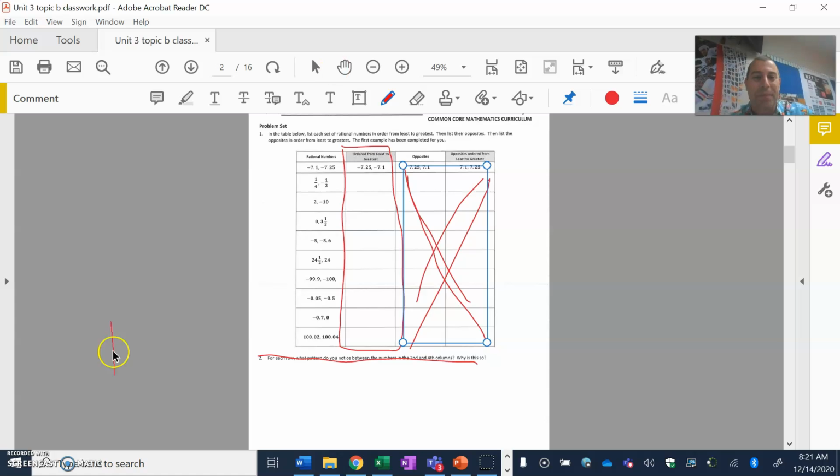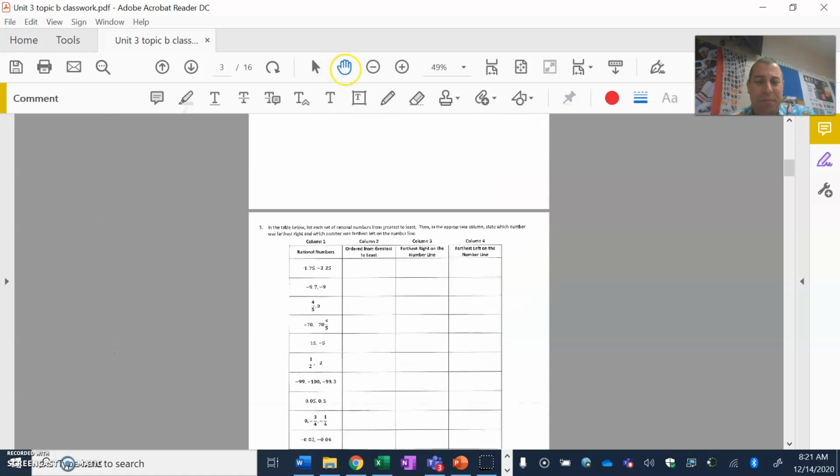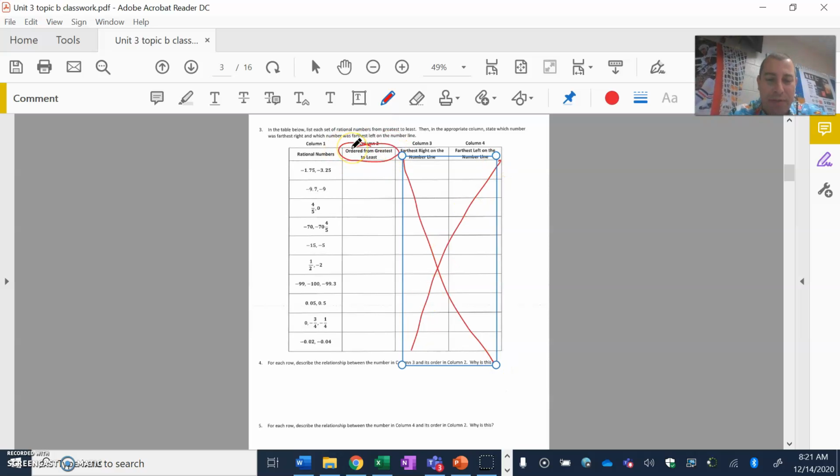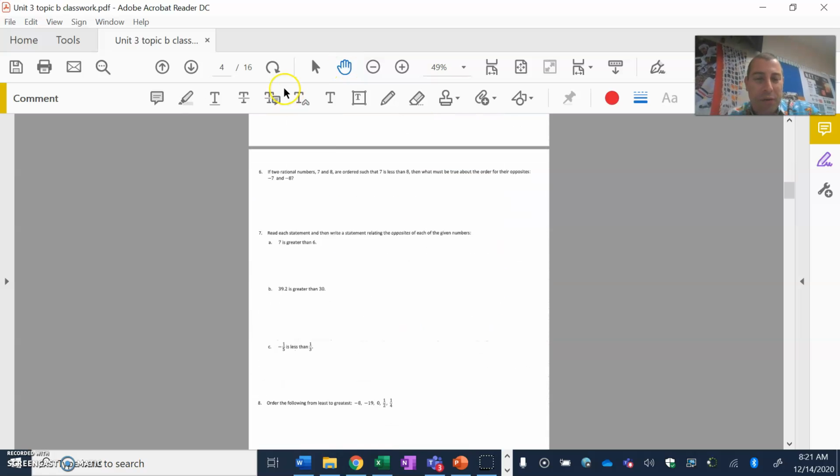Let's go to the next page. We're going to edit here as well. Again, we're just going to do the first column. Notice here, though, in the first column, they are asking for greatest to least. Greatest to least. So do watch for that. And then let's go to the third page and let's see what's waiting for you there.